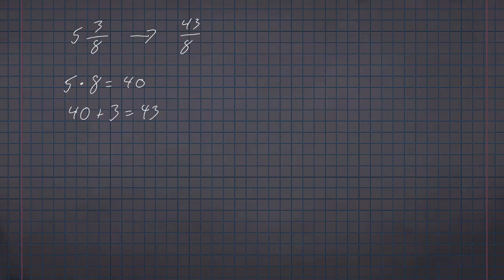So if we have a number like 5 3/8, we took the whole part and multiplied by the denominator. Then we took that result and added the numerator. 5 3/8 is the same thing as 43/8.